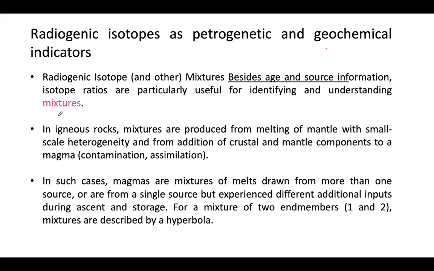Right, so in mixtures, radiogenic isotopes and even other isotopes, besides age and source information, right? We talked about ages previously at the very beginning, and also Elakis has taught you how to derive ages from isotopes, right? So besides the age determination, and also besides the source information, which is what I informed you a little while ago, still, isotope ratios can be used to understand mixtures. So that is another advantage of the usage of isotope ratios in different petrogenetic systems, right?